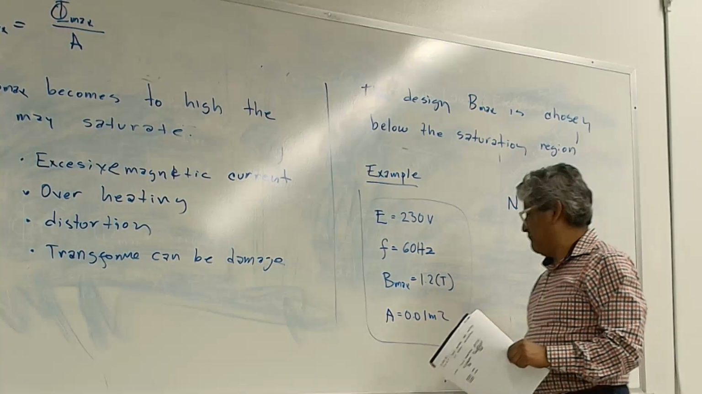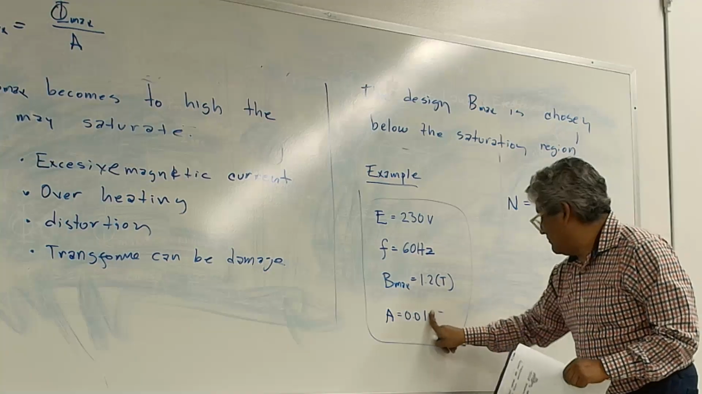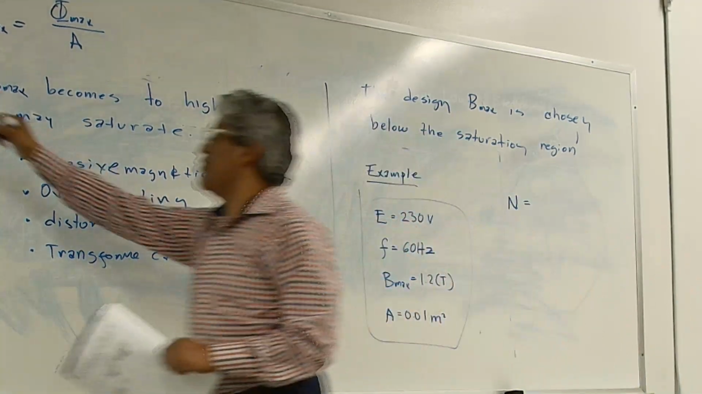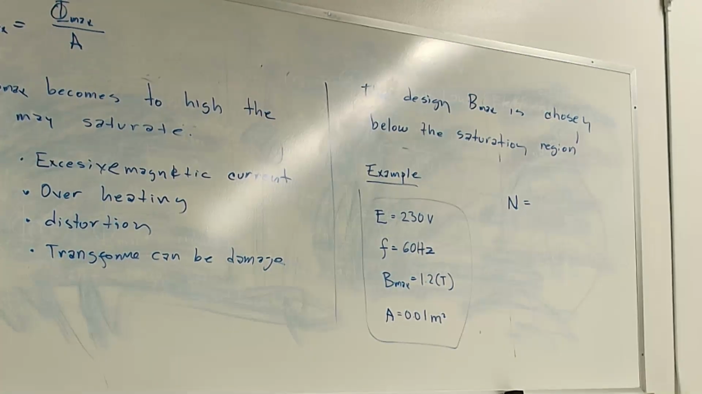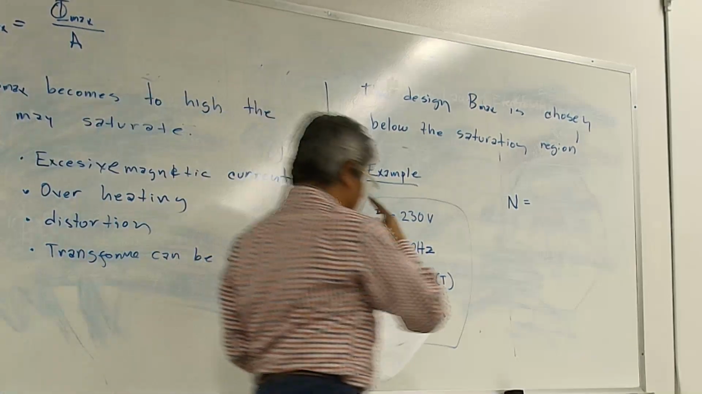Sorry, what unit is that? You said A is 0.01 M what? Oh, meter squared. It's a cross-sectional area. Got it. It's the core. I thought it was current. I was like, oh, sorry. It's the core, thank you. If you slice it, right? What's the cross-sectional area?